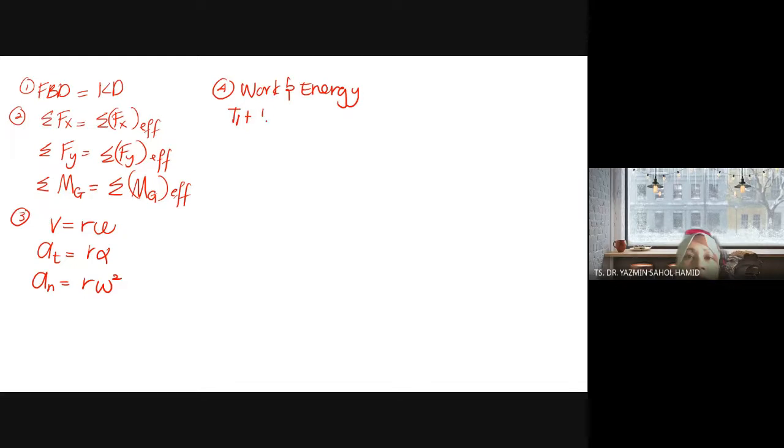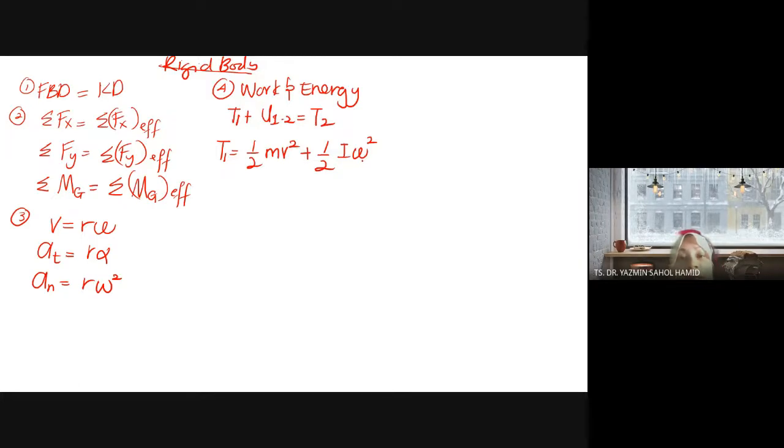Kinetic energy one plus work equals kinetic energy two. However, the formula for kinetic energy, previously, what was it? 1 over 2 mv squared, right? But now you have an additional formula: 1 over 2 I omega squared. Because now we are in topic rigid body, there is a possibility of rotation. When there is rotation, you have to consider I omega squared.